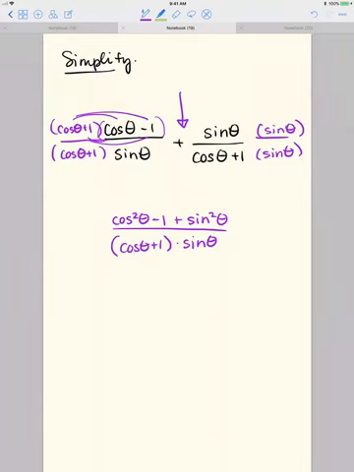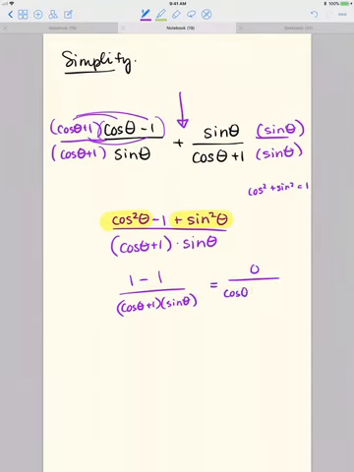Notice in the numerator, there's a cosine squared plus a sine squared, and that is the Pythagorean identity: cosine squared plus sine squared of an angle equals 1. So those two terms would be replaced with a 1, and my numerator would then have 1 minus 1, and the denominator cosine plus 1 times sine. But what happens in the numerator is you get 0 over cosine theta plus 1 times sine, and that is going to give you an answer of 0 for your final answer for that one.